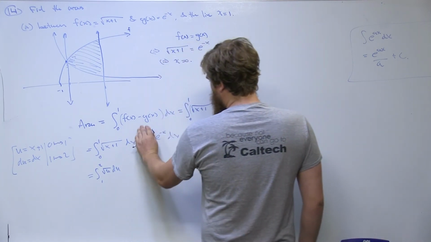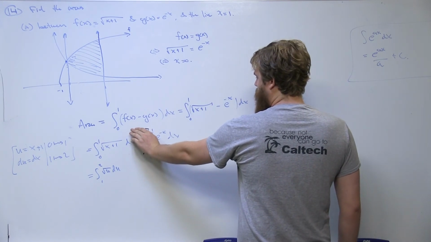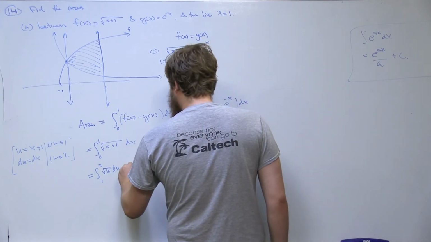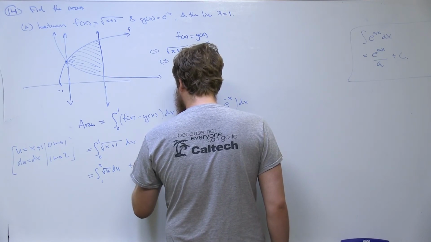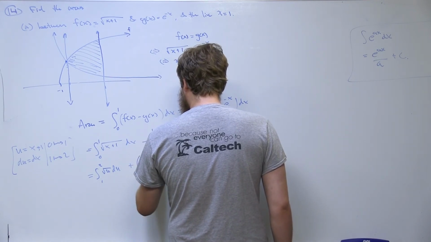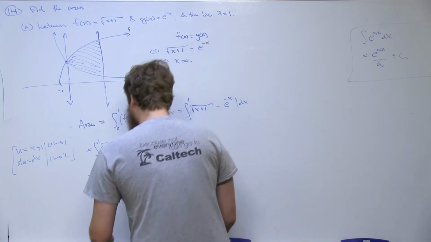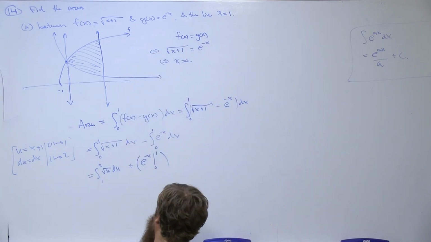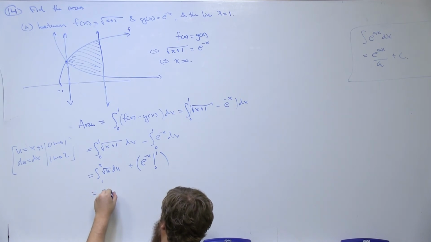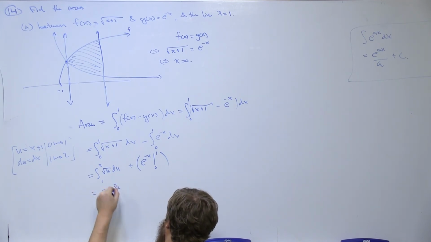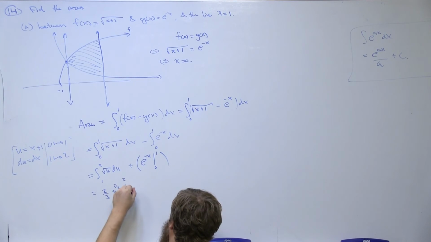So this guy has as antiderivative e to the negative x divided by negative 1. So this minus is going to become a plus. I have e to the negative x. And here I'm going to evaluate 0 to 1. Now the square root of u is u to the 1/2. We know that that has as an antiderivative 2/3 u to the 3/2. And we need to evaluate it between 1 and 2.